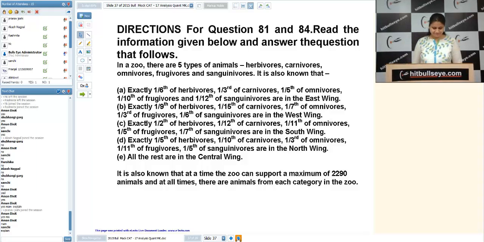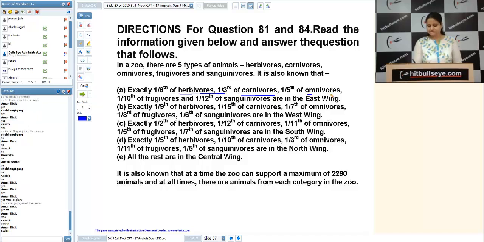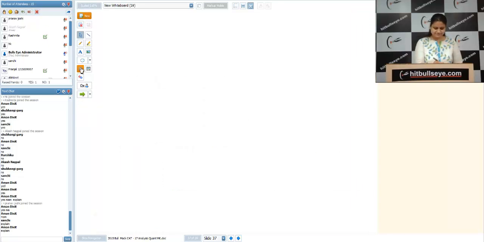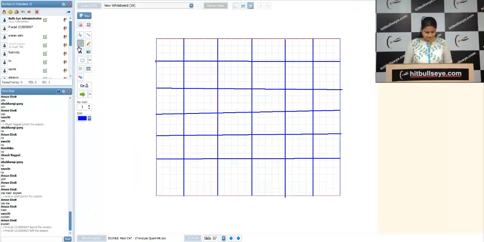Okay, Sanchi, let us see. There are how many categories? They are herbivorous, this 3, 4, 5. And there are how many wings? They are east, west, south, north and central. There are 5 wings and there are 5 categories. I'll make a table for this. A huge set actually.